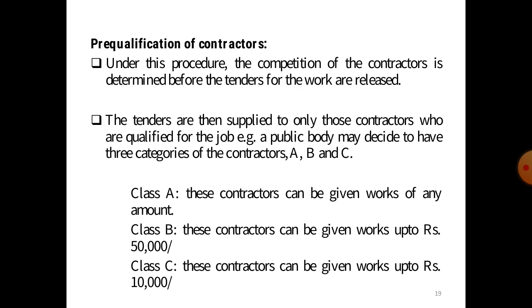Pre-qualification of a contractor. Under this process the competency of the contractor is determined before the tenders for the work are released, and the tenders are then supplied only to those contractors who are qualified for the job. A public body may decide to have three categories of contractors: A, B and C. So here a class A contractor can be given works of any amount. A class B contractor can be given works up to 50,000, and a class C contractor can be given works up to 10,000 rupees.